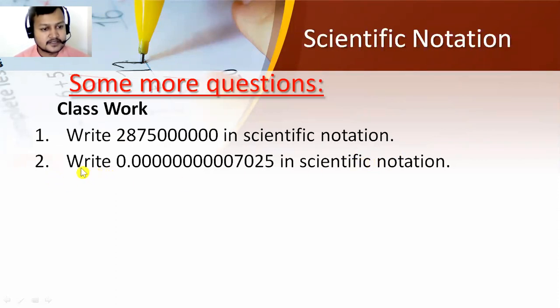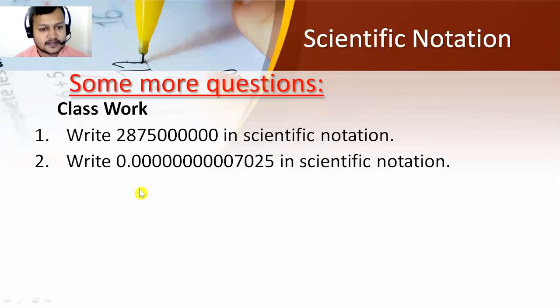And next question is: write 0.000000000 7025 in scientific notation. How many zeros are there? 1, 2, 3, 4, 5, 6, 7, 8, 9, 10 zeros. So these questions are here for you. So 2.875 into 10 to the power 8.